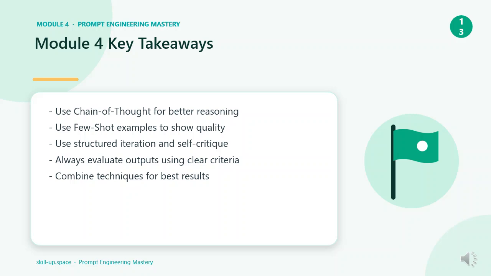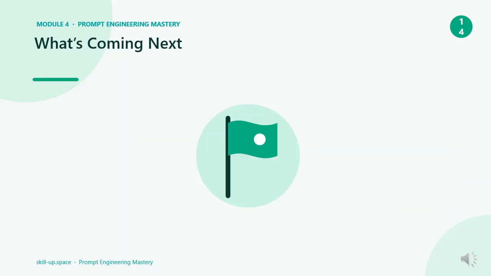Here's what to remember from this module. Use chain of thought when you need better reasoning. Use few-shot examples to demonstrate quality. Use structured iteration and self-critique. Always evaluate outputs using clear criteria. And combine these techniques for the best possible results. You now have both foundational and advanced prompting skills.